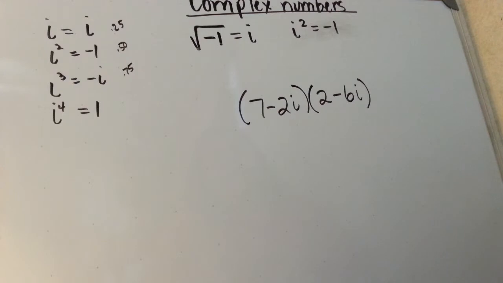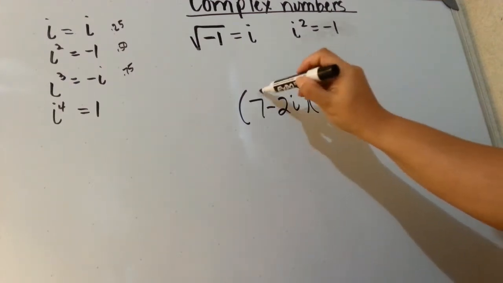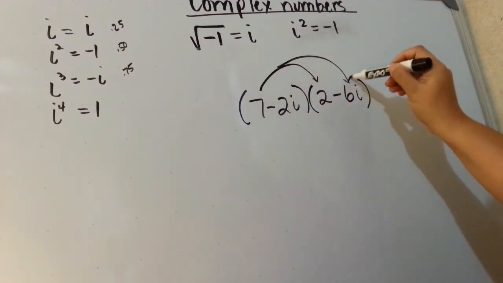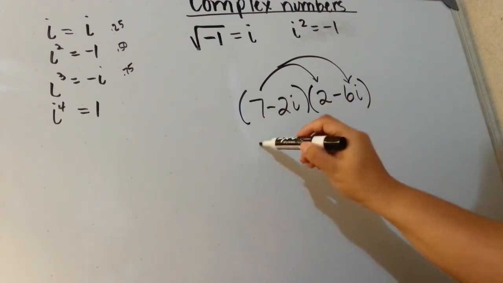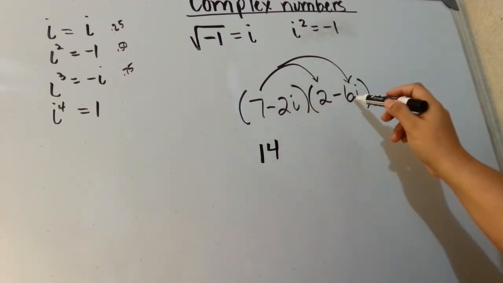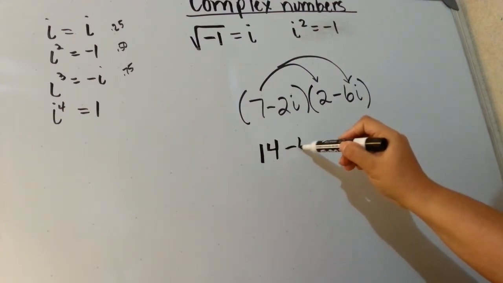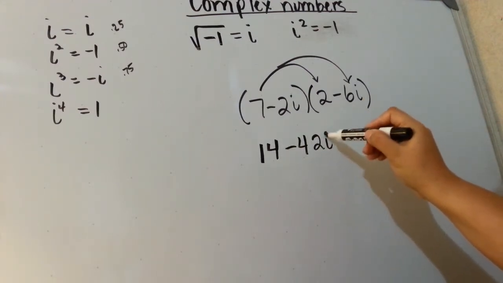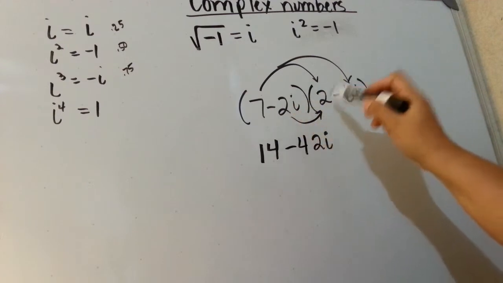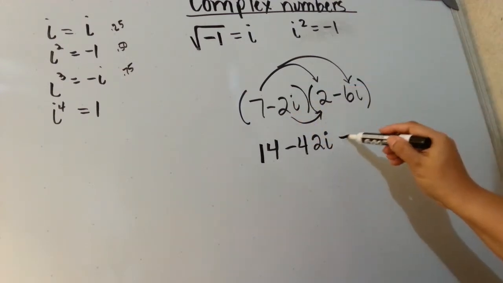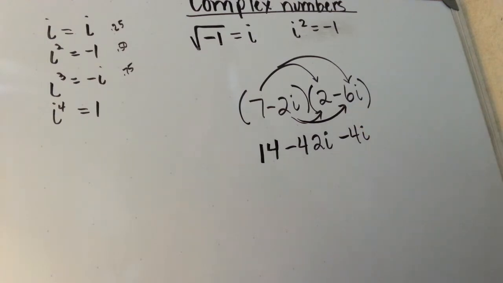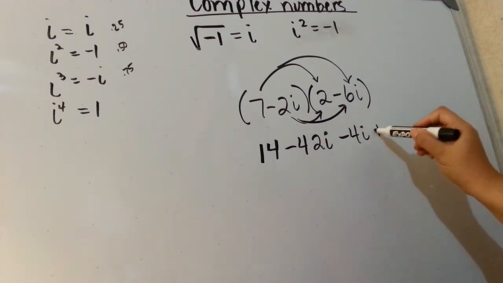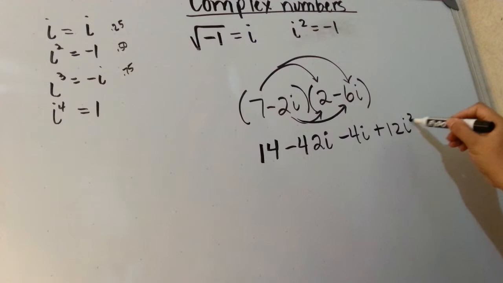And if you're trying to multiply, these are essentially two binomials, if you want to think about it like that, two terms. So you use the distributive property. So 7 times 2 is 14. 7 times negative 6i is negative 42i. Negative 2i times 2 is negative 4i. And negative 2i times negative 6i is positive 12i squared.